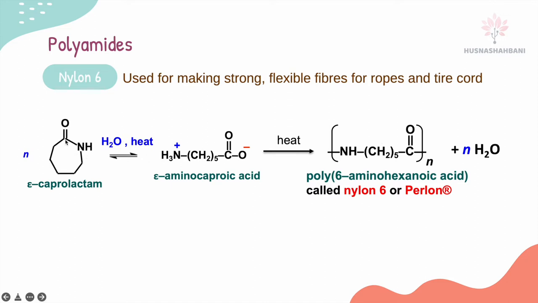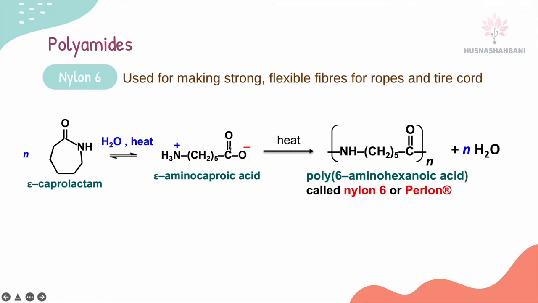this ring of C double bond O contains 1, 2, 3, 4, 5 carbons with 1 NH. So when you have water and then heat, this NH will receive 1 hydrogen, so it becomes NH3+. The NH part will receive hydrogen, NH3+, and this C double bond O minus.